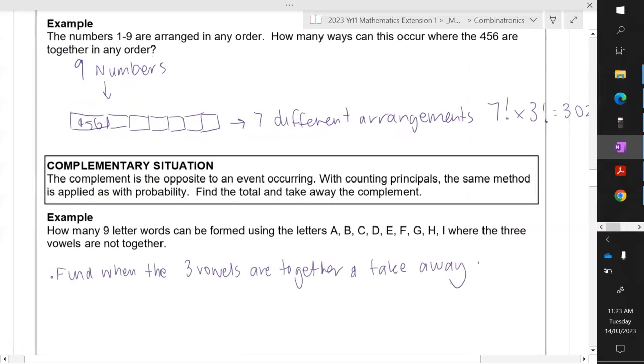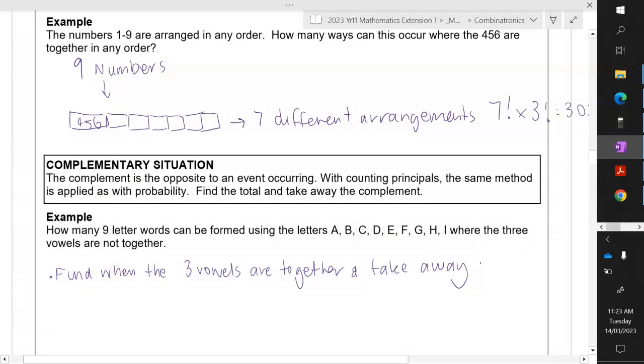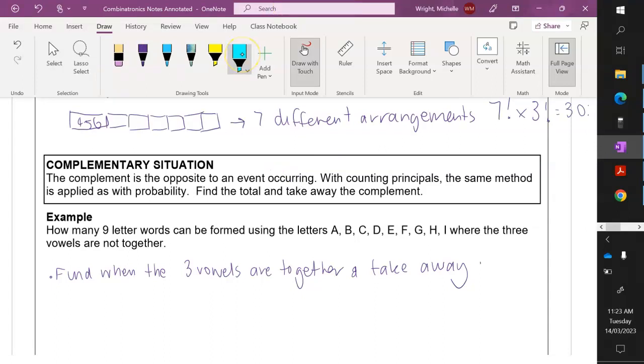Okay, so I'm going to have a look at the next part here, and it's looking at a complementary situation. So the complement is the opposite to the event occurring. We looked at that in probability, where we had the probability of an event occurring, which we wrote as probability of E, and the probability of the complement was the probability of the event not occurring. So it's like that, but we're not talking probability. So the complement is the opposite of the event occurring.